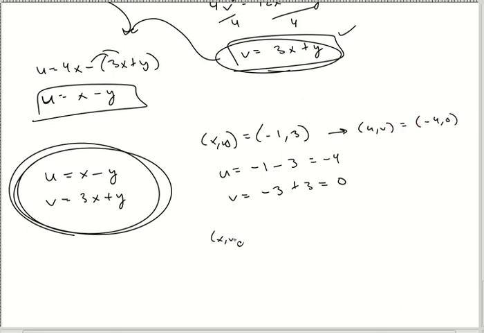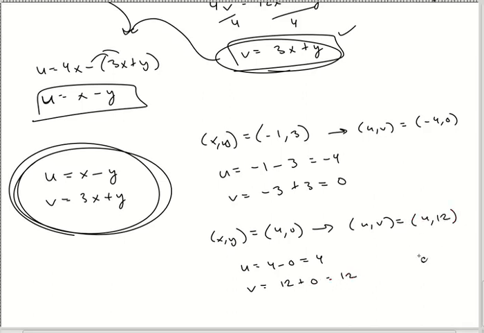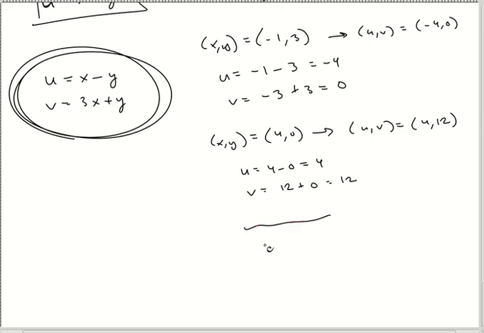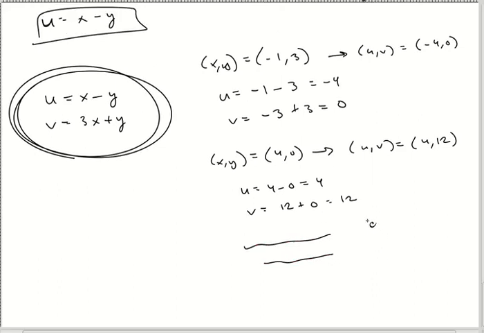Okay, let's do it for another one. Let's do it for 4, 0. And I want to find, again, my uv equivalent there. So my u would then be 4 minus 0, which is a 4, and v, when I plug that in, I got a 12, plus 0 is 12. So then my point should be 4, 12. And you can do the other two this way, and you will find those other endpoints.